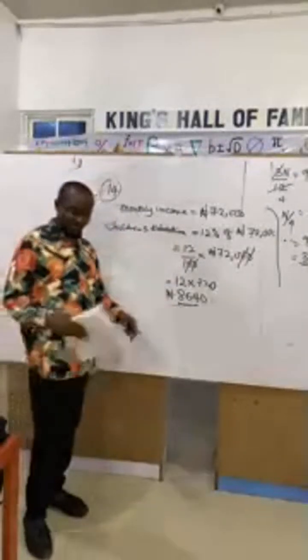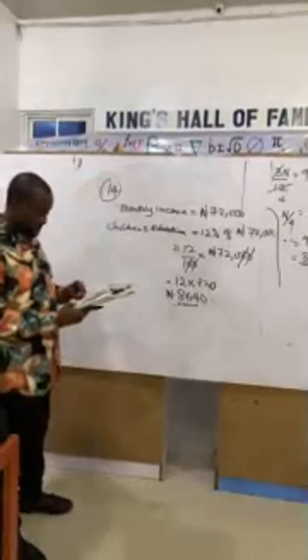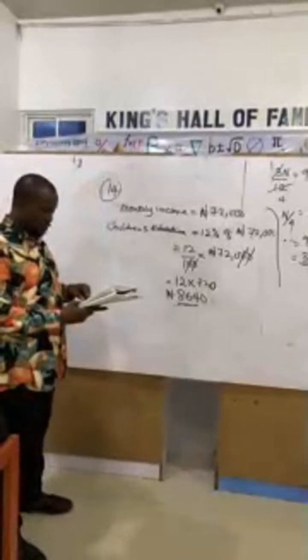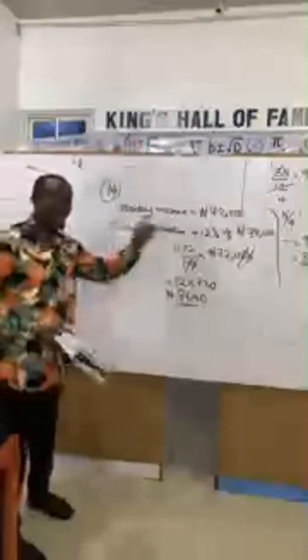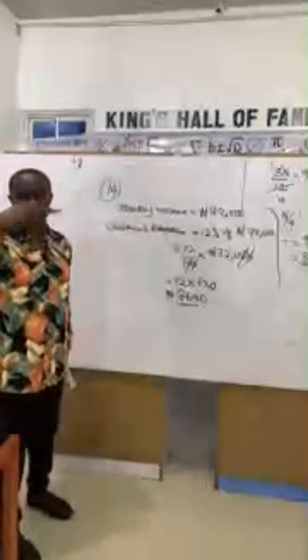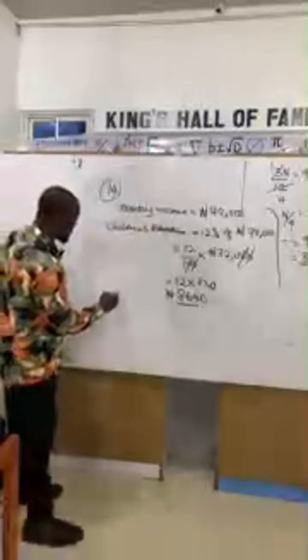8,640. Let's go to the next point. He spent an additional 15% on food. Not the food will drop percentage, so that you get 500 naira. So, food.